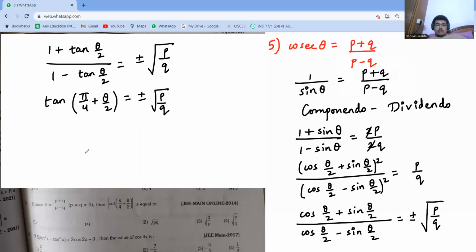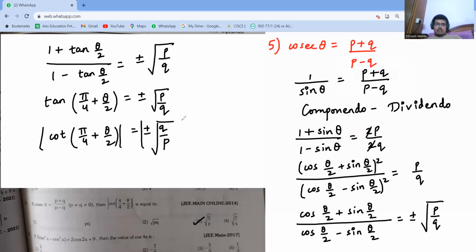But guys, we want cot, so we have to take the reciprocal. So what is the final answer? Plus minus root of q by p. This will be correct. And plus minus is actually not in the options, because mod is asked. Mod will be just positive, so that is why they don't have that plus minus.